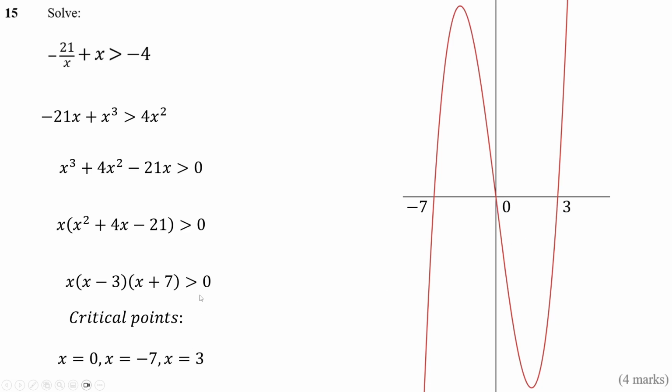We want it to be greater than 0. So one way that we can do that is by being larger than 3. So x is larger than 3, or x is between minus 7 and 0. Okay, so that's your solution. That's your answer.